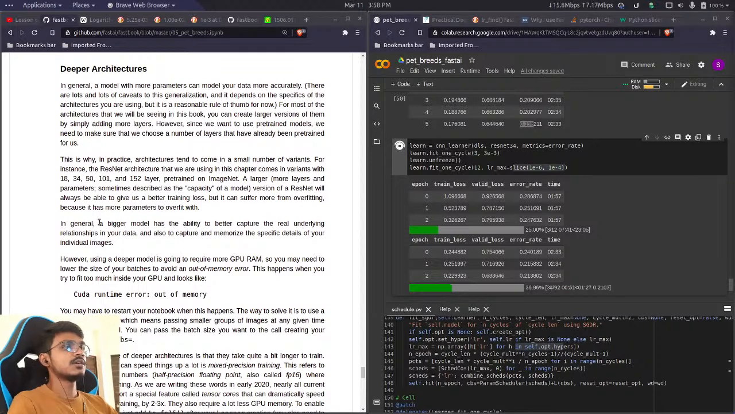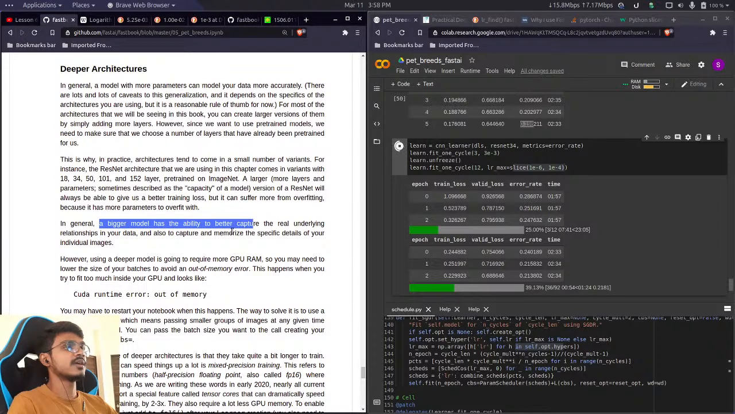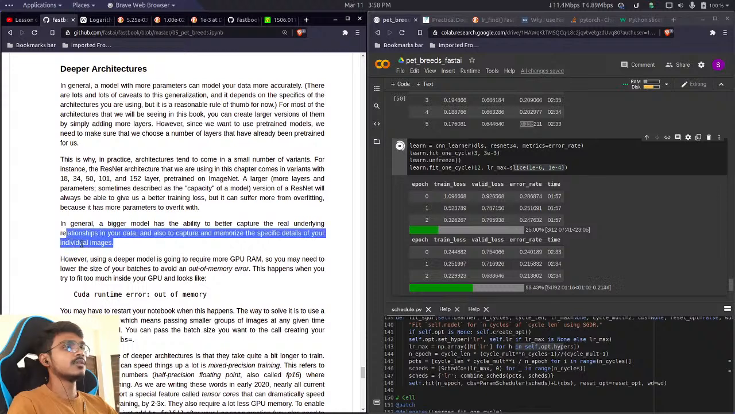And in general, a bigger model has the ability to better capture the real underlying relationships in your data, and also to capture and memorize the specific details of individual images. So as the architecture gets deeper and deeper, it can find different, very detailed relationships. It can find the features that a not so dense layer can't find.